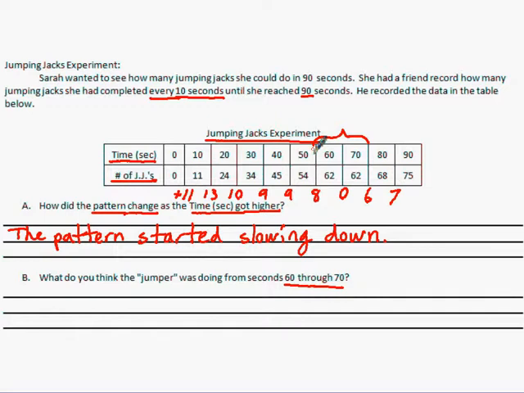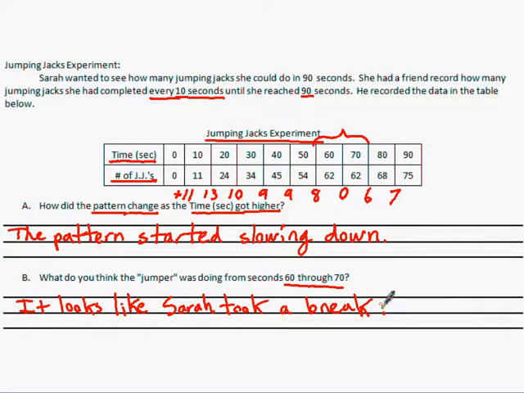So what we can think about is, well, is the person doing jumping jacks? No, because they did no jumping jacks during that time. It looks like Sarah took a break. So it looks like Sarah took a break at that time because she didn't do any jumping jacks, and then she started doing some more after that. A couple simple questions, pretty easy, starting out slow.